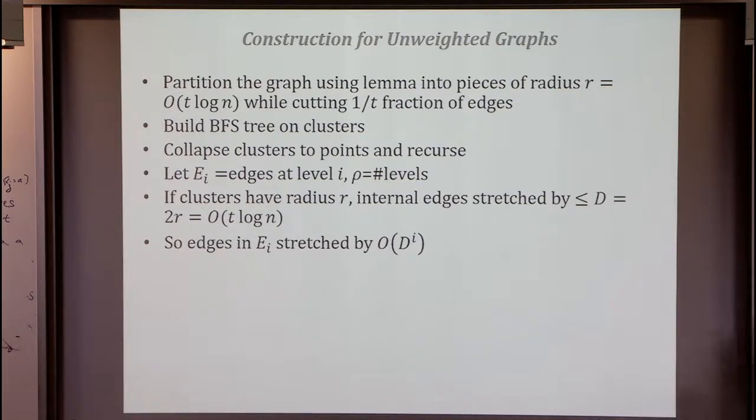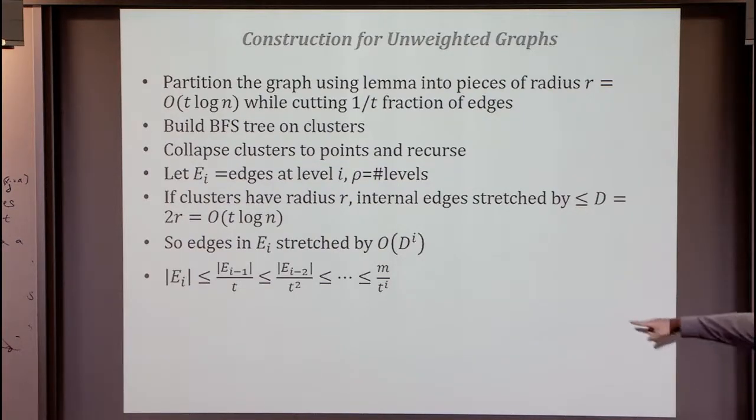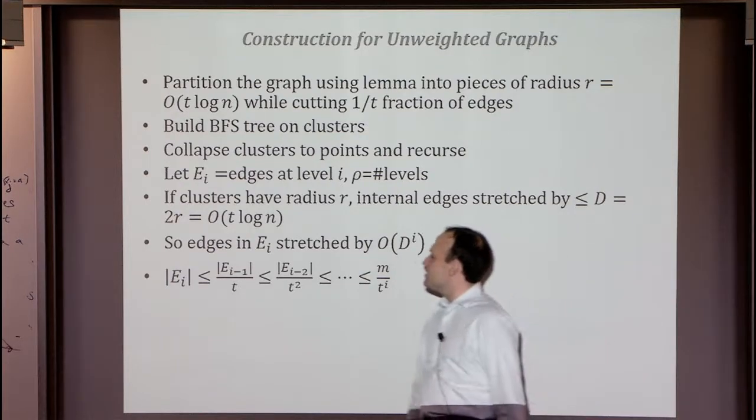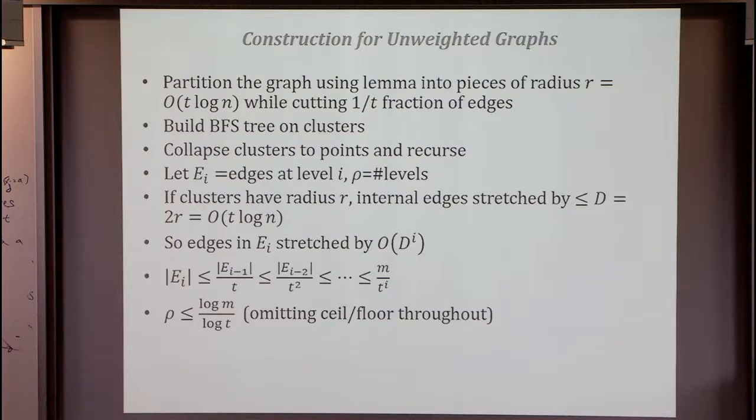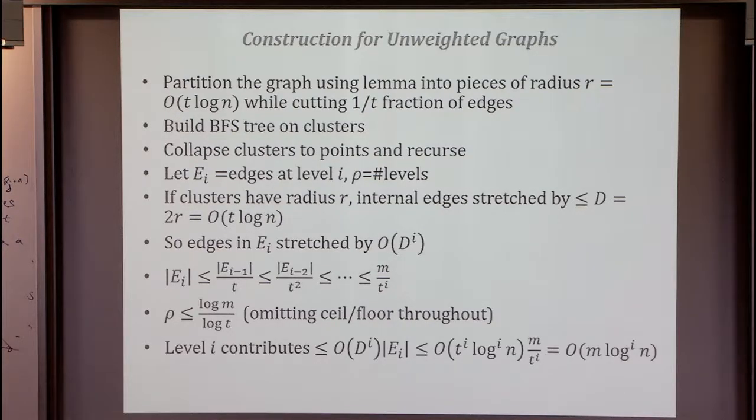Because each edge at one level is a path at the level below it of up to diameter d. And so now we're just going to bound stuff. So the idea is that the number of edges at level i is going to be, so let me just put all this up now and then say what happens.